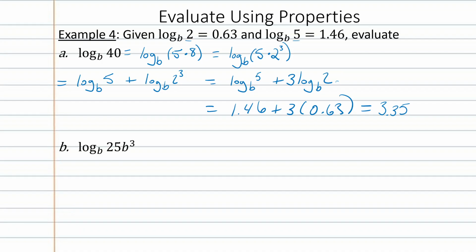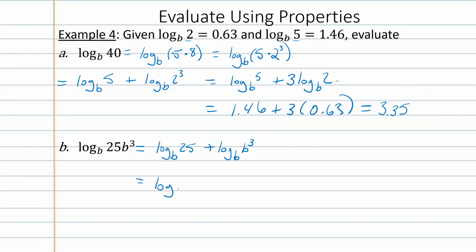All right, now let's look at the second one. Here we have log base b of 25 times b to the third. Let's go ahead and split this one up. It'll look like the log base b of 25 plus the log base b of b to the third power. Now the one with the number in it, I want to get it in terms of 2's and 5's. 25 is 5 squared, so I should be able to pull that off.